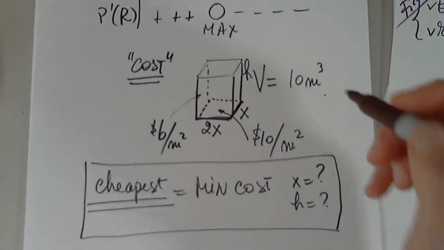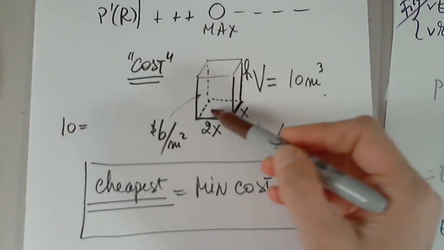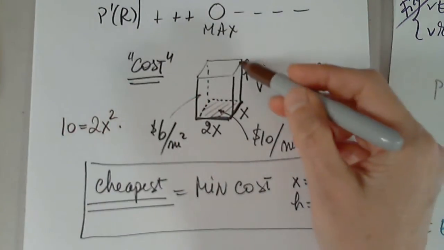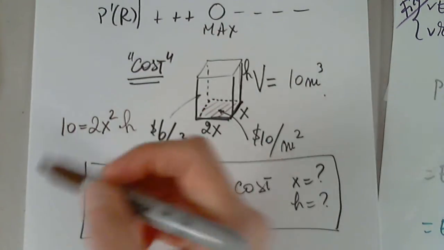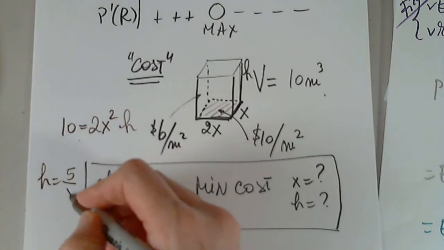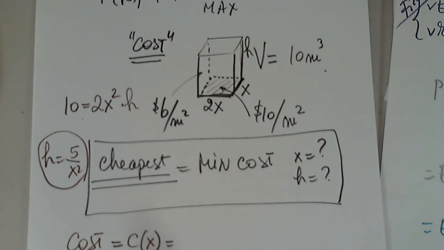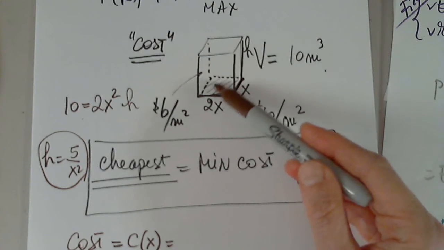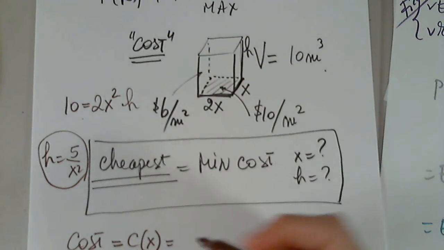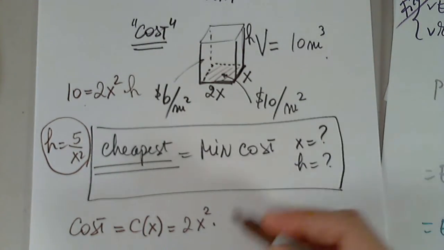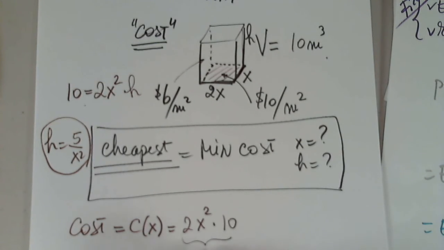Let's do that by setting 10 equal to the area of the base, 2x times x, 2x squared, times the height, and from here get the height to be 10 over 2x squared, or 5 over x squared. Okay, so now let's start with the area of the base, which is 2x times x. So this is 2x squared, multiplied by the cost per square meter, which is 10. This is the cost for the base, plus.